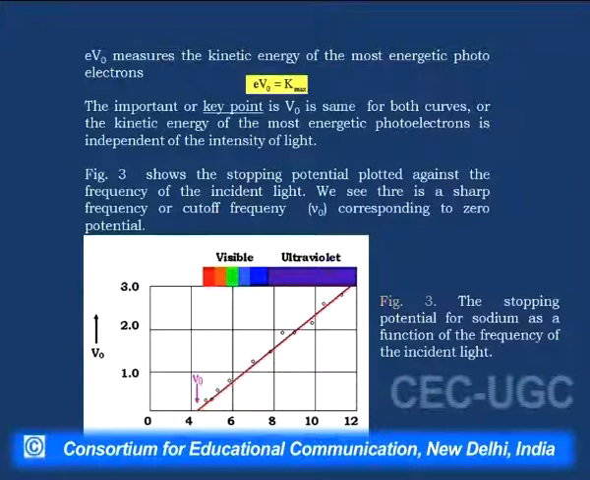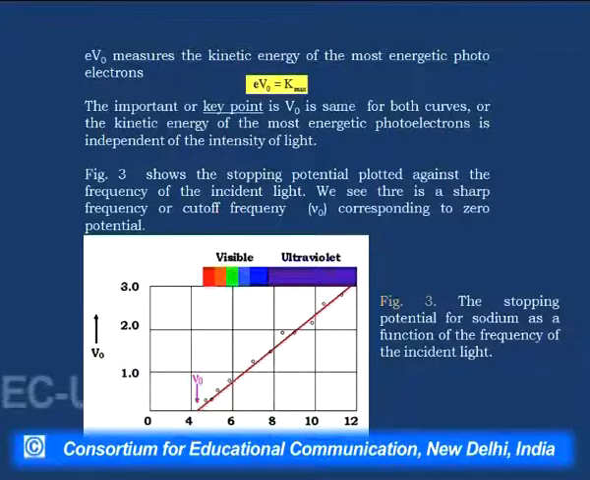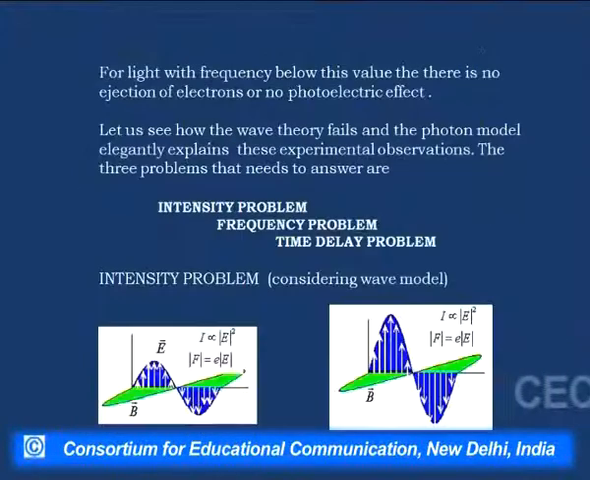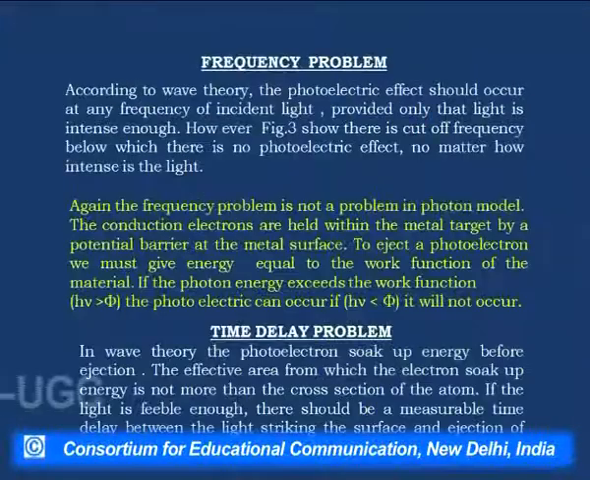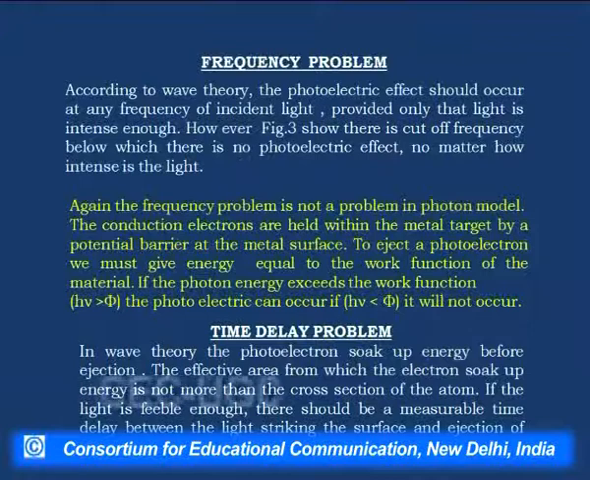What you have to do is increase the intensity, but the experiment says that there is a characteristic frequency. Below this there is no emission of photoelectrons. So, this was the second problem. Now, again this problem can be solved with the help of the particle theory.